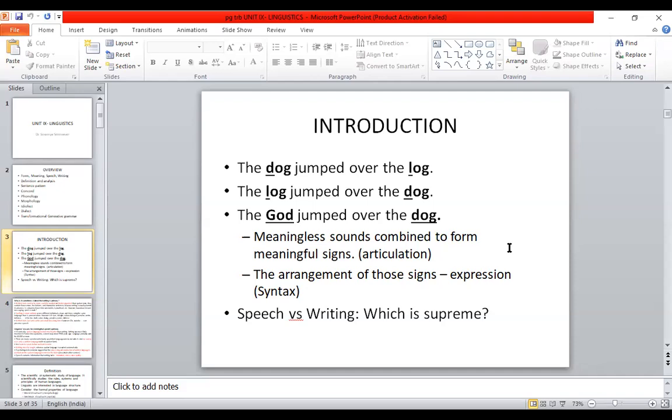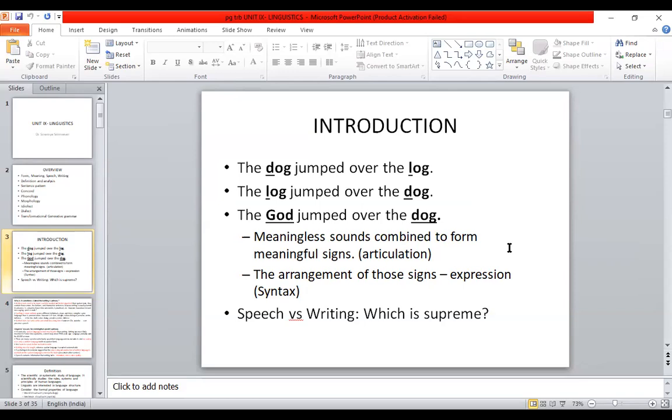So what is articulation? This is nothing but meaningless sounds which are combined to form meaningful signs. That's what we mean. So when I say dog, all of us get the image of a dog in our mind. The moment I say jump, all of us get an image of somebody jumping.